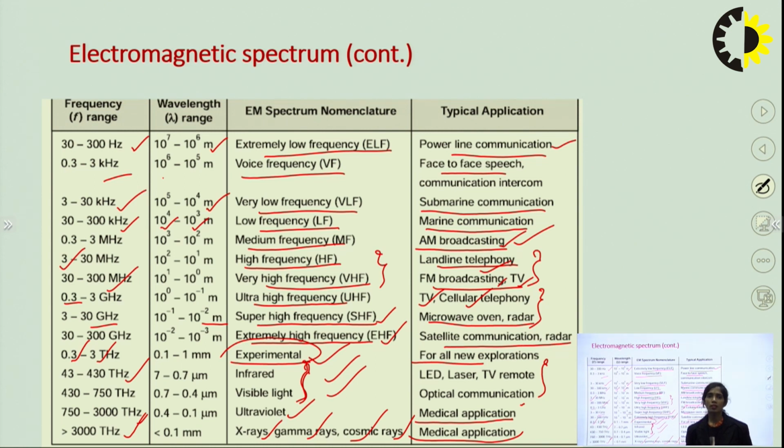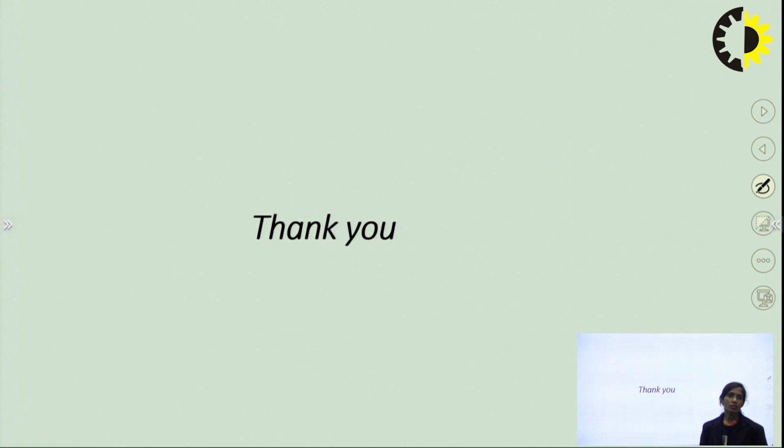Next we have studied the electromagnetic spectrum. The electromagnetic spectrum covers all the frequency ranges from 30 Hz to 3000 terahertz, and we have seen the different applications for different frequency ranges. So this is all about this lecture. We are going to cover all the different next topics of communication engineering in the next lectures.